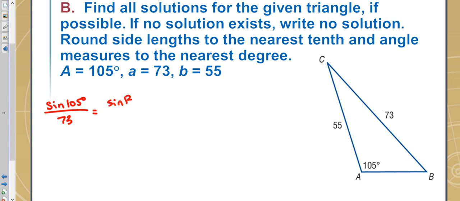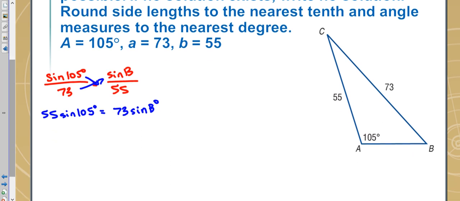So I'm going to say sine of B over 55 will equal this completed set. I do my step of cross multiply and divide. So I'll have 55 sine of 105 degrees is going to equal 73 sine of B degrees. And I should have put that degree symbol up here. Let me add that right there. Okay, to solve, the first step would be, I'm trying to get B by itself. I divide by 73.